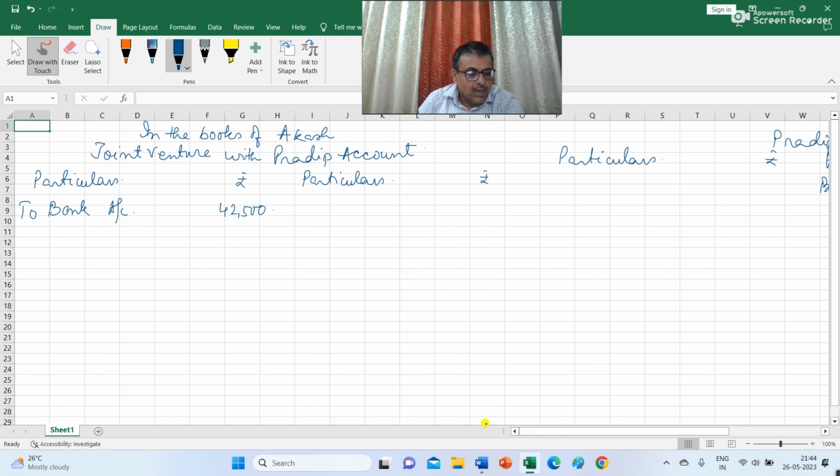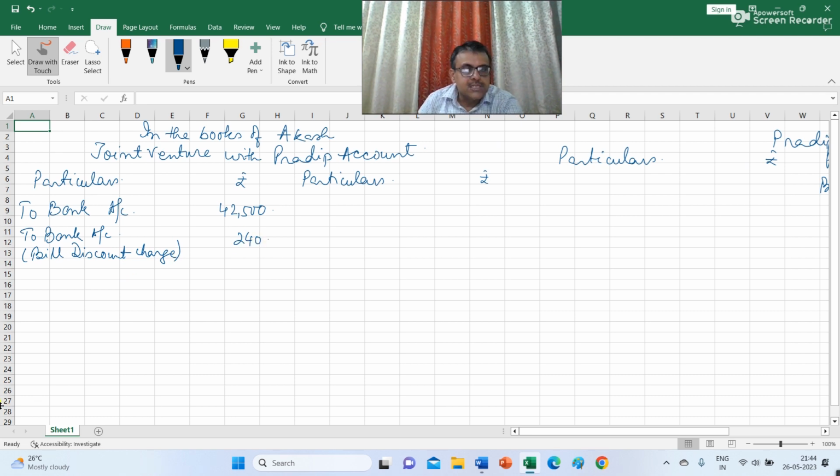Then the bill was discounted by Akash at a cost of rupees 240. So this amount of 240 will be charged in the joint venture with Pradeep account. So on the debit side, I have to write as to bank account. This is the bill discounting charge, and the amount is rupees 240.